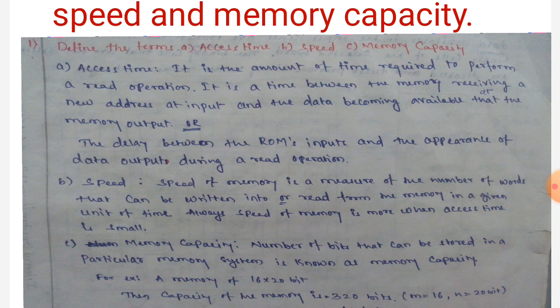Then speed of memory. Speed of memory is a measure of the number of words that can be written into or read from the memory in a given unit of time. Speed of memory is always higher when access time is small.